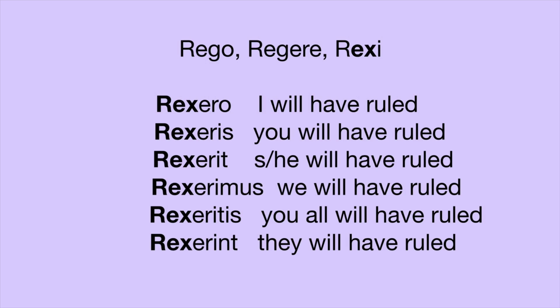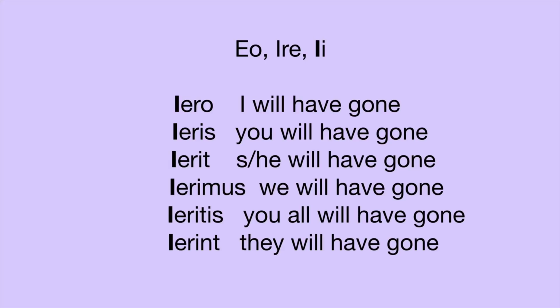Not too bad. And the great news is that irregular verbs are formed in exactly the same way. If we want to take the irregular verb to go, eo, ire, ii, we could do this with ivi too, but we'll just use ii because it's a little more common. We take just the i, that's the perfect stem here, and we add our endings: iero, ieris, ierit, ierimus, ieritis, ierint.